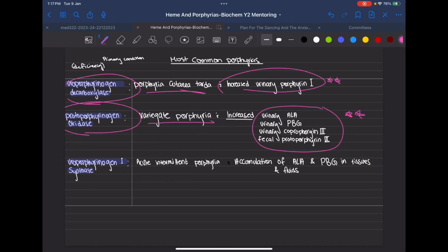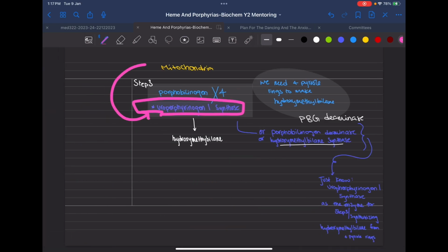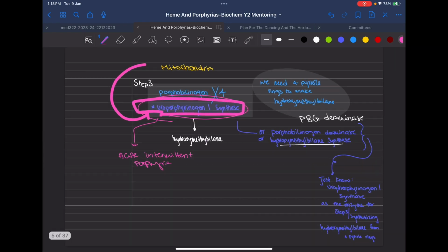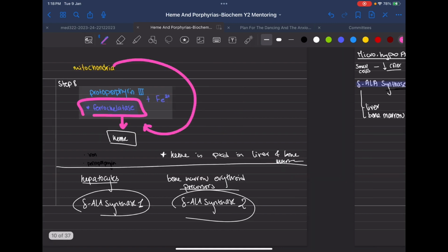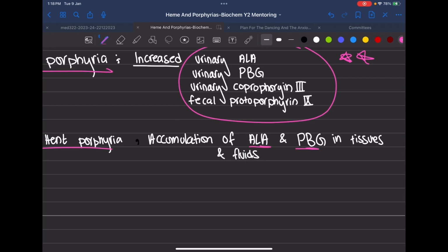Moving on to the last one, acute intermittent porphyria. This is associated with a deficiency in the uroporphyrinogen 1 synthase, which is a mitochondrial enzyme over here. So if this enzyme is deficient, we're going to be having acute intermittent porphyria. Okay, so what are the consequences of this? How is this going to be presenting? Accumulation of ALA and PPG in tissues and fluids.